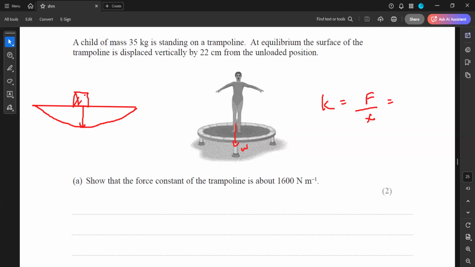So the force is mass times gravity, because the weight of the child is causing it to displace. Weight is mass times gravity, 35 times 9.8, divided by 0.22. So we'll get the force constant K. The value is 1561 Newton per meter. That's the value for the force constant.